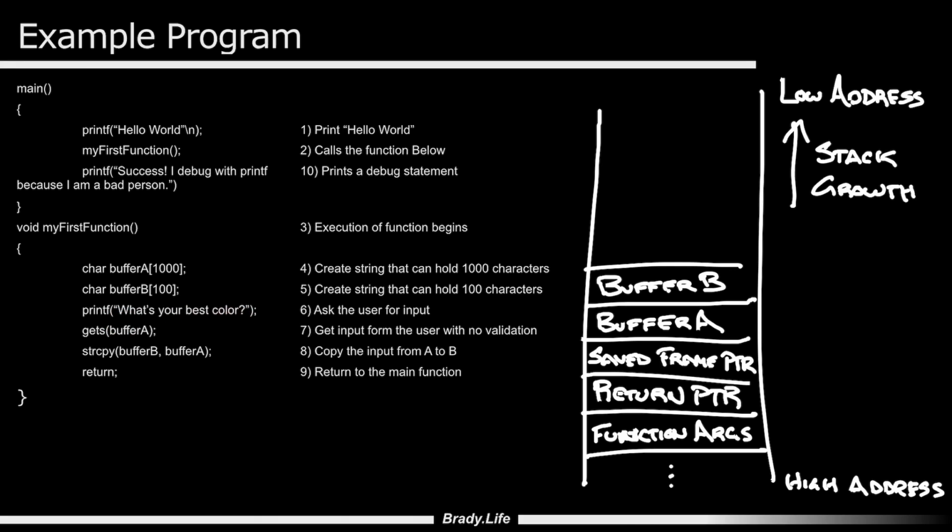And then we ask, what's your best color? Not your favorite color. We're trying to trip them up. We ask the user for input. What are they to respond? We're going to accept. We have absolutely no validation with gets buffer A.